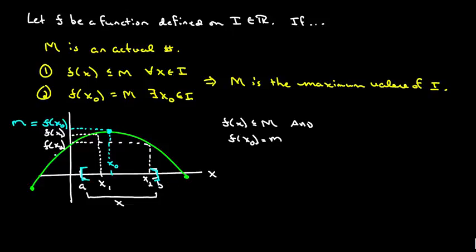So we define our maximum as the point that has the highest value on some interval, whatever it happens to be. Now we can do the same thing for a minimum as well. For a minimum, we just flip the signs. Every function value is greater than or equal to the minimum, and there exists a point out there that's equal to the minimum value. And that's it. That's all there is to defining a minimum or a maximum on some interval.